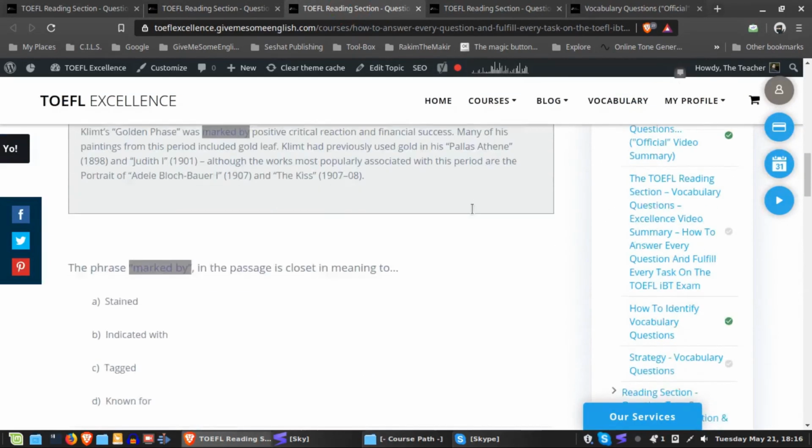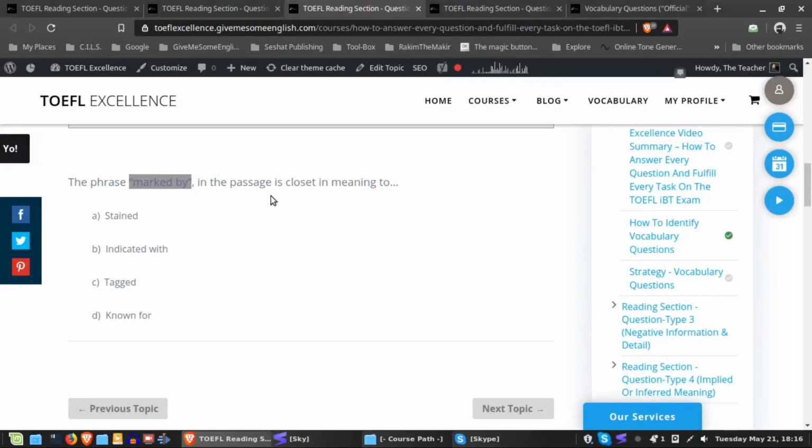So here we have the question: the phrase "marked by" in the passage is closest in meaning to... Okay, so looking at the answer choices: "stained" and "marked." Well, maybe you would know that "stained" and "marked" are similar. Like if you have your shirt stained, then it's been marked. You have a mark on your shirt, something like that. "Marked" can also be referring to indicating something. "Marked" is also another way of saying "indicated," so that one could be it. "Tagged" - that's similar to, if you were a person who was interested in graffiti, if the wall has been tagged, then it has been marked by someone's painting. So that could be a possible synonym.